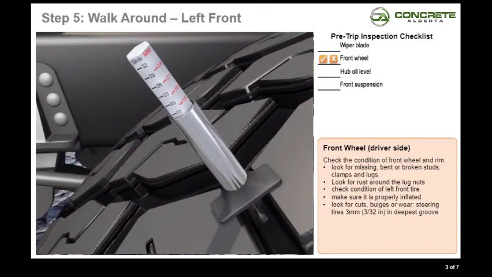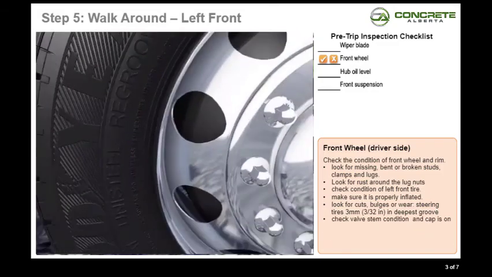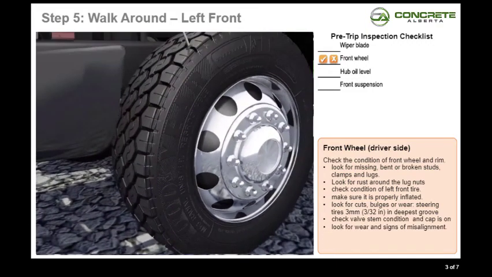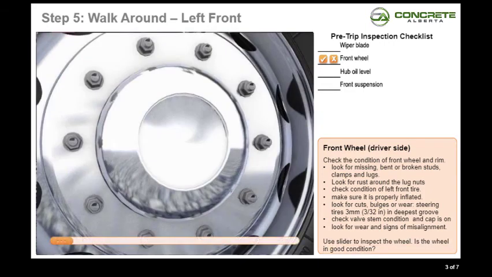Steering tires must have tread depth of at least 3 millimeters or 3/32 of an inch in the deepest groove. Check the valve stem condition and make sure that the cap is on. Look at the wheel and tire treads for wear and signs of misalignment. Use the slider to inspect the wheel. Is the wheel in good condition?